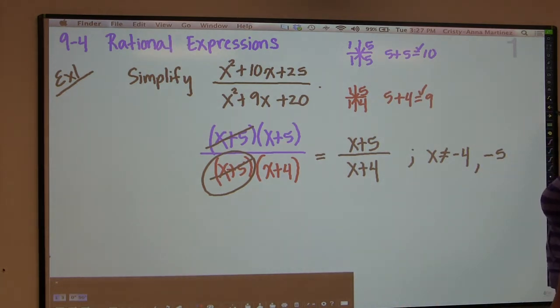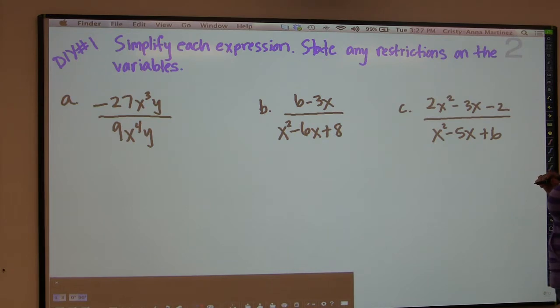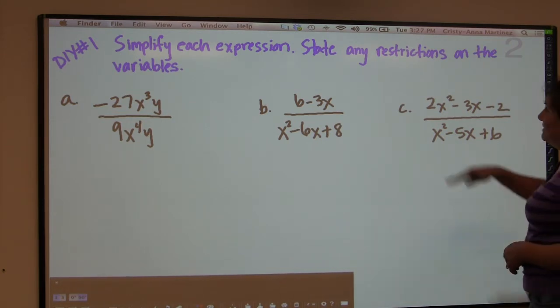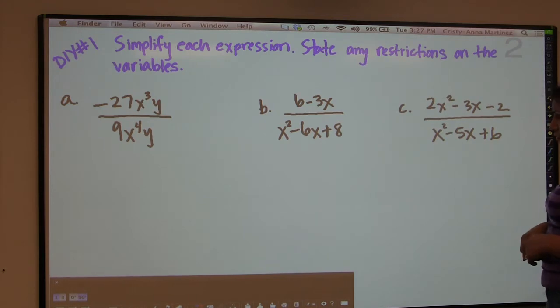So now I would like for you to try these. And remember again, it's not simplified until there are no common factors between the numerator and the denominator. And don't forget to state the restrictions on the variables.